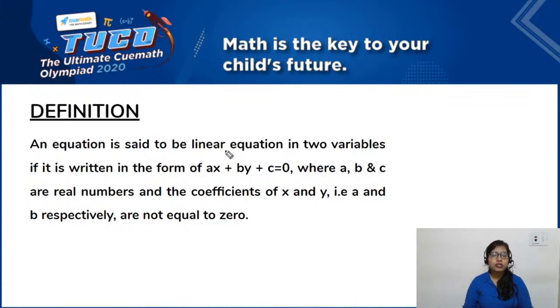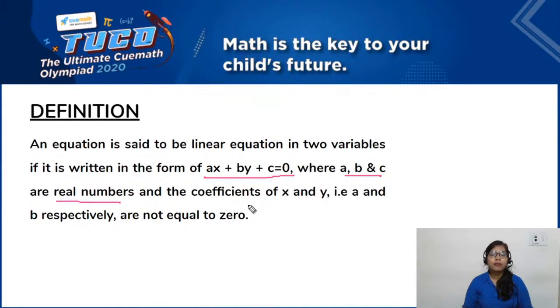An equation is said to be a linear equation in two variables if it is written in the form of ax plus by plus c is equal to 0, where a, b and c are real numbers and the coefficients of x and y, that is a and b respectively, are not equal to 0.